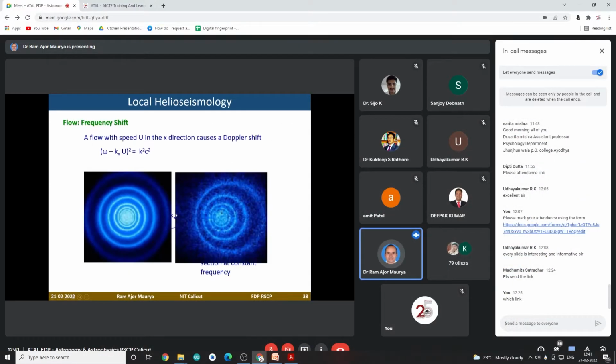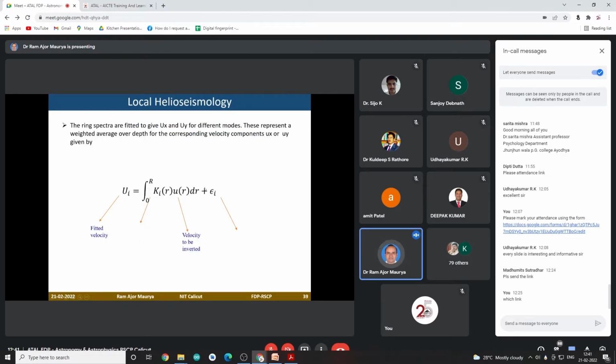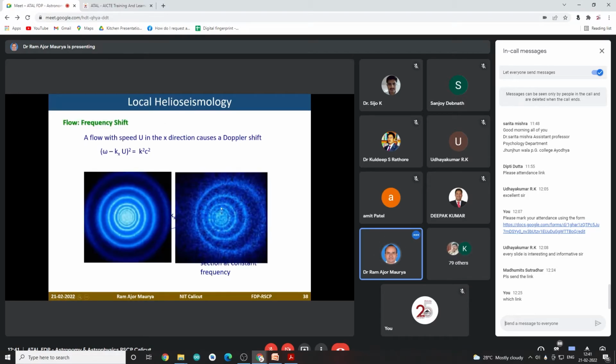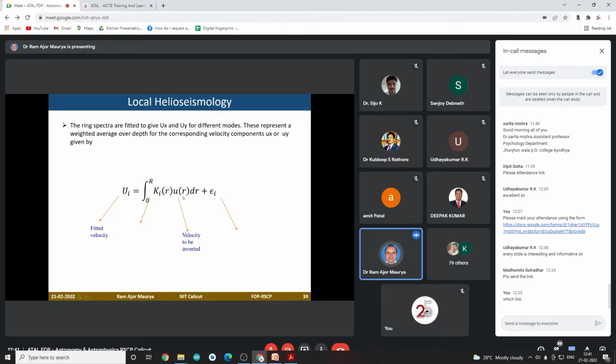That will give us the flow, but this would be for different modes in radial order and harmonic degree. Then we have to use that to convert into the actual flow that we have in the interior. We can understand that from this equation. We can see this ui, which one can obtain by fitting the ring that we have here. And this can be expressed as, here we have K_i(r), U(r), and U(r) is the actual velocity at the depth r.